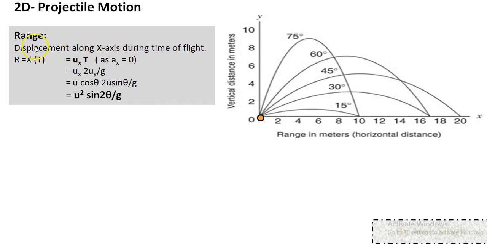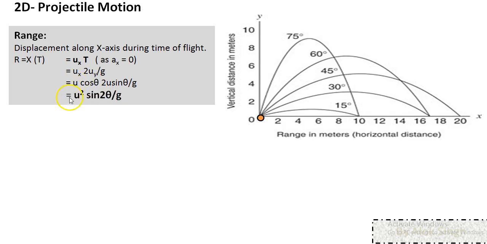What is range equal to? Range is displacement along x-axis during time of flight. How do you find displacement in time t along x-axis? I use the formula s is equal to ut plus 1 by 2 at square and apply it along x-axis. Acceleration is 0. Hence, range is equal to displacement along x-axis in time T, which will be equal to ux into capital T. And we substitute the value of the time of flight as 2uy by g. And again, ux is equal to u cos theta, uy is equal to u sin theta. And then in this term also, 2 sin theta cos theta is equal to sin 2 theta.